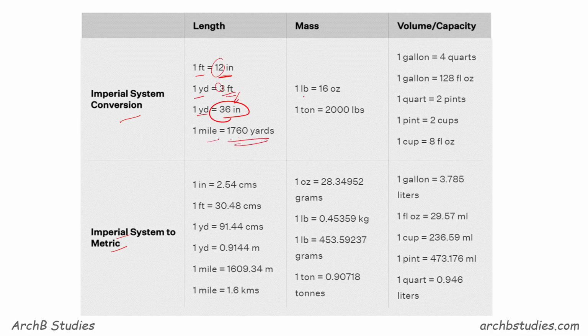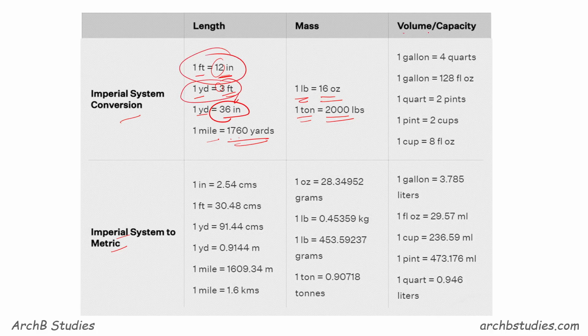Mass can be measured with the help of pounds. In 1 pound, there are 16 ounces. 1 ton is equal to 2000 pounds. So these are very important. You have to remember these, not all, but just the base ones. Whatever you think is good or helpful, you have to remember that and keep practicing it.